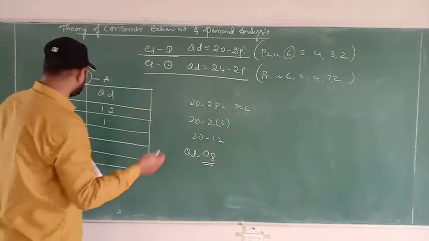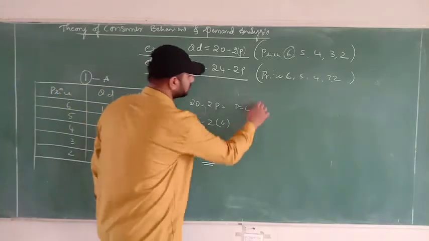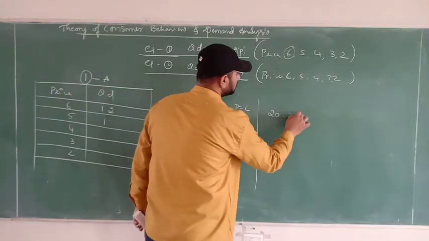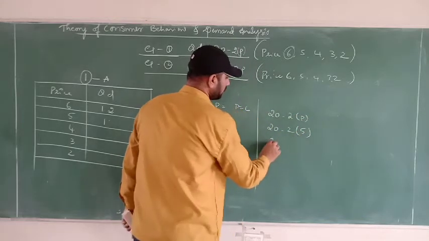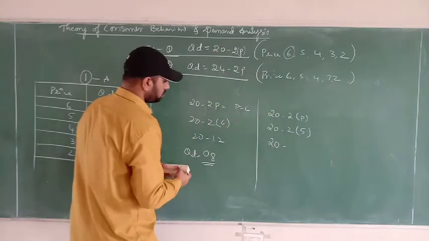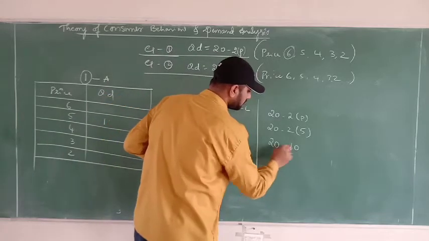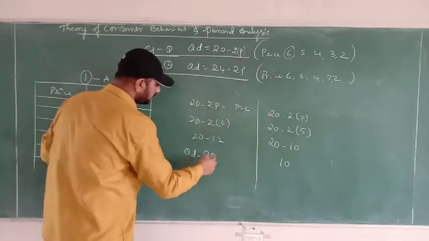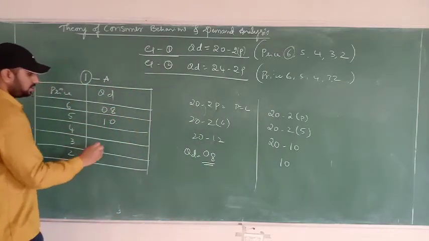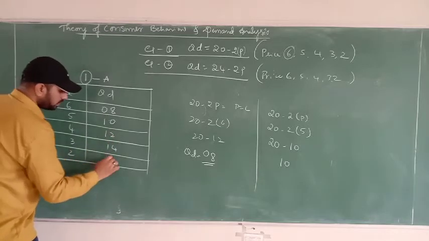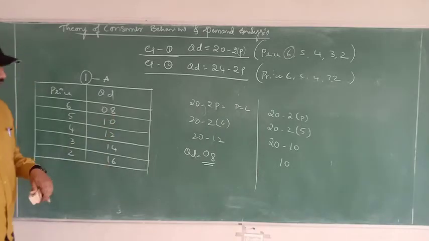When the price decreases, quantity demanded increases. How, in the sense? Let's take it out. 20 minus 2 of P, then 20 minus 2 of 5, then 10 will come, then 20 minus 10, 10. So here 20 minus 12, the quantity demanded is 8. Then now it becomes 10, then the next one will be 12, then 14, then 16. Now you can understand: when price decreases, demand increases.